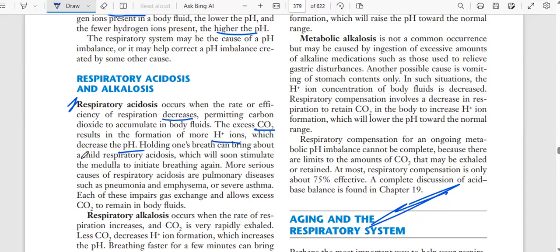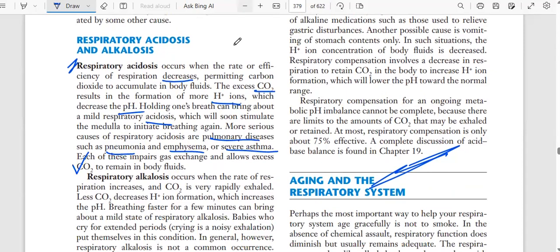Holding one's breath can bring about a mild respiratory acidosis, which will soon stimulate the medulla to initiate breathing again. More serious causes of respiratory acidosis are pulmonary diseases such as pneumonia, emphysema, or severe asthma. Each of these impedes gas exchange and allows excess carbon dioxide to remain in the body fluids. Respiratory acidosis means an increase of hydrogen ions: more carbon dioxide, more hydrogen ions, and the blood becomes more acidic. This is the path you have to remember.